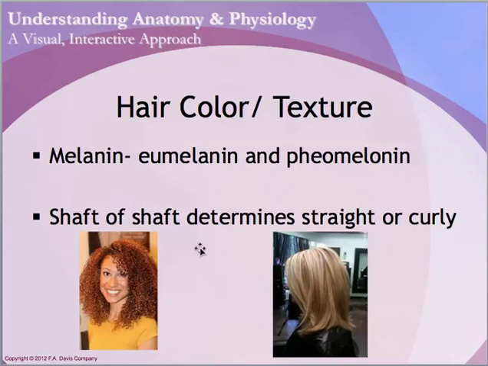The shaft of the hair follicle determines straight or curly. It really depends on the size. If we have a round shaft, it's considered straight. If it's an oval shaft, these people are going to have curly hair. So it's the shape of the shaft, and that's what that should say. The shape of the shaft determines straight or curly.